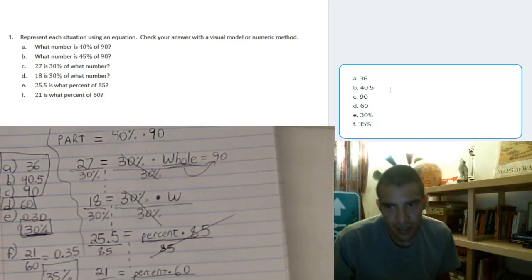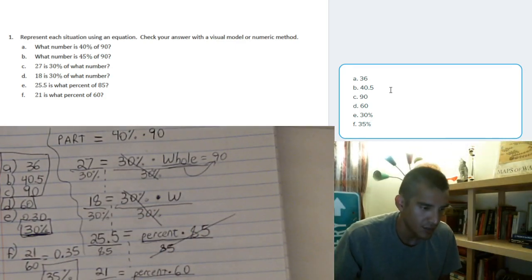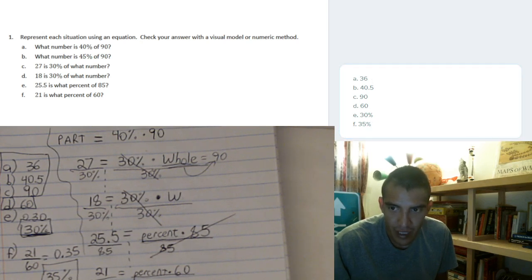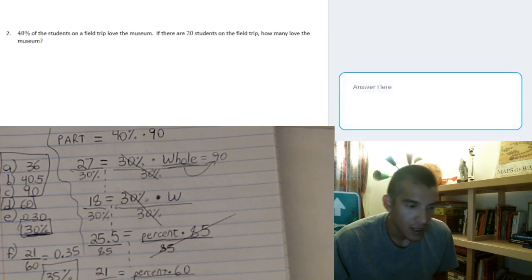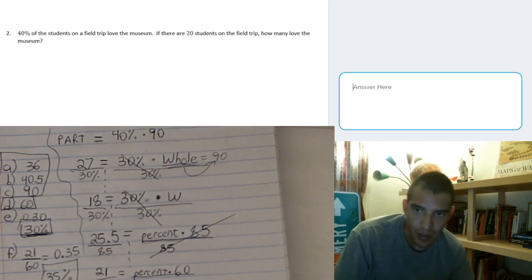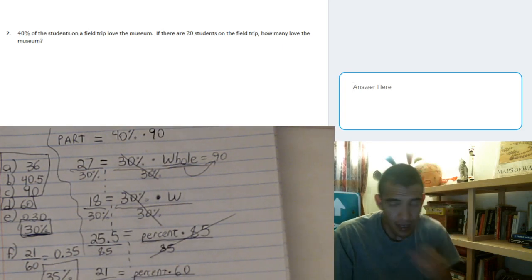Okay? Keep this work, please, because I will ask you, or Mr. Sanders will ask you to take a picture of the work that you did for these answers. But these are all the answers for these percent problems. Moving on. We got a little word problem. 40% of the students on a field trip love the museum. If there are 20 students on the field trip, how many love the museum?